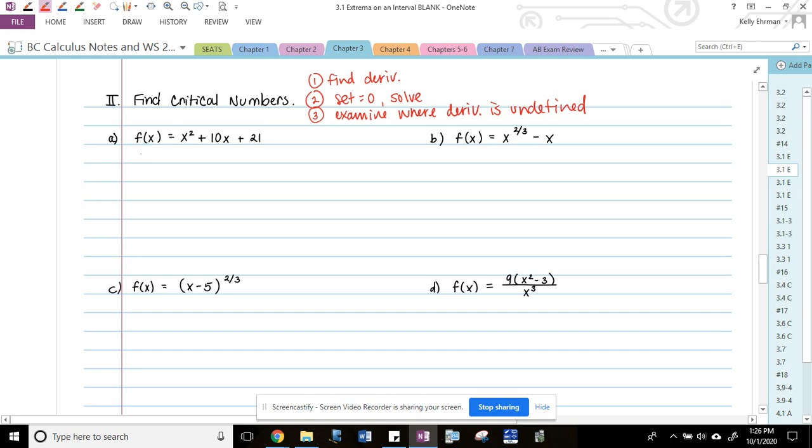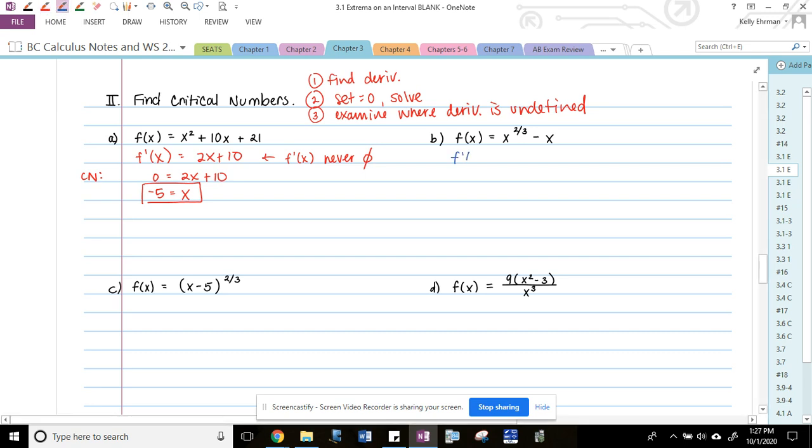All right, so f prime of x is 2x plus 10. Set that equal to 0. I like to put a note, critical numbers. I'm finding my critical numbers. 0 equals 2x plus 10. Subtract 10, divide by 2. I get one critical number. It's negative 5. Will 2x plus 10 ever be undefined? No, this is linear, so f prime of x is never undefined, but my only critical number is x equals negative 5. We're not doing anything with these yet. We're just finding them.